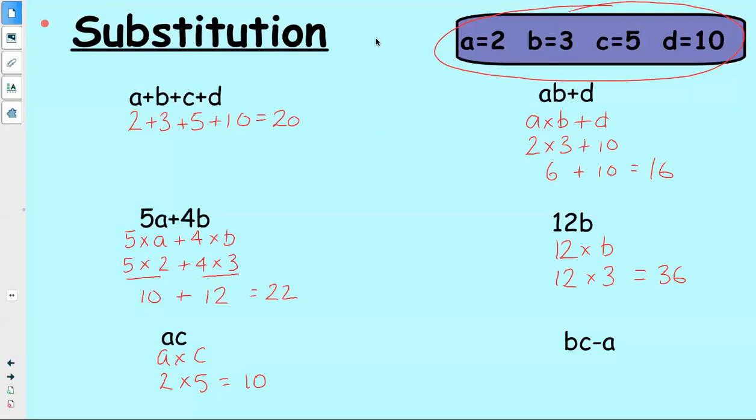BC, subtract a, so it's b multiplied by c, subtract a. So b is 3, c is 5, subtract your 2. 3 times 5 is 15, subtract your 2 is 13. Okay, hope you found them okay. Let's move on.